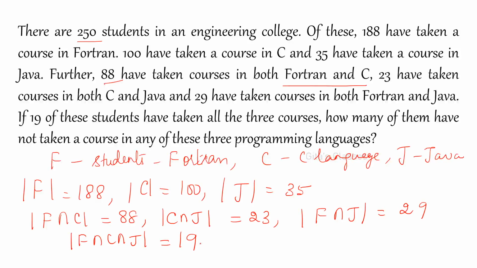Now, what is the question? How many of them have not taken a course in any of these 3 programming languages? Using these details, can you find that directly? No. Here, you have to find the number of students who have taken at least one course. They may be either Fortran alone, C alone, or Java alone, or both Fortran and C combined, or C and Java combined, and so on. So using this we can find the cardinality of F union C union J.